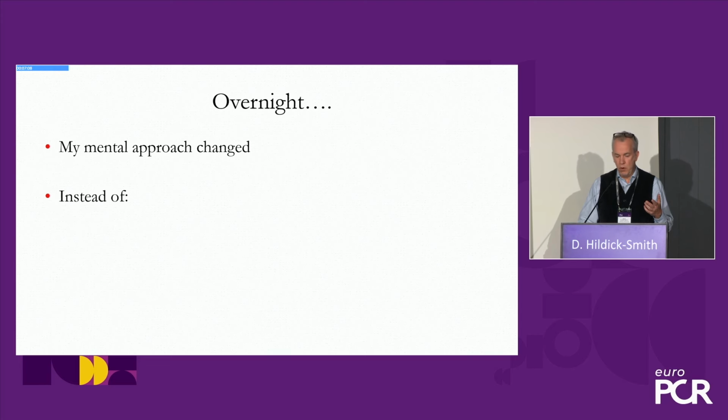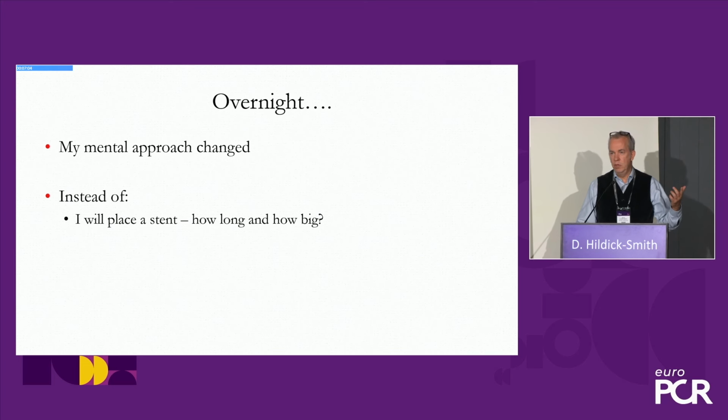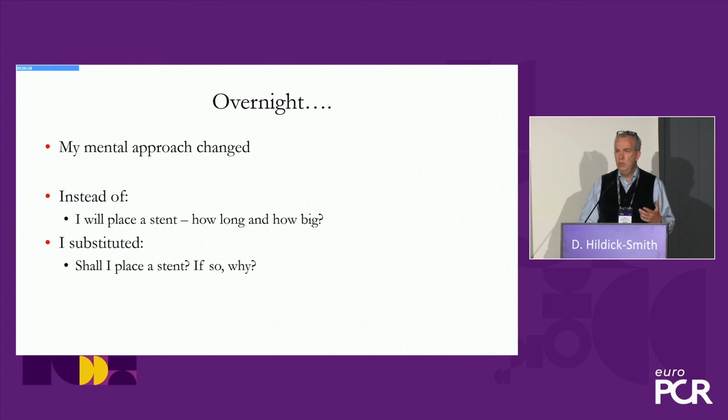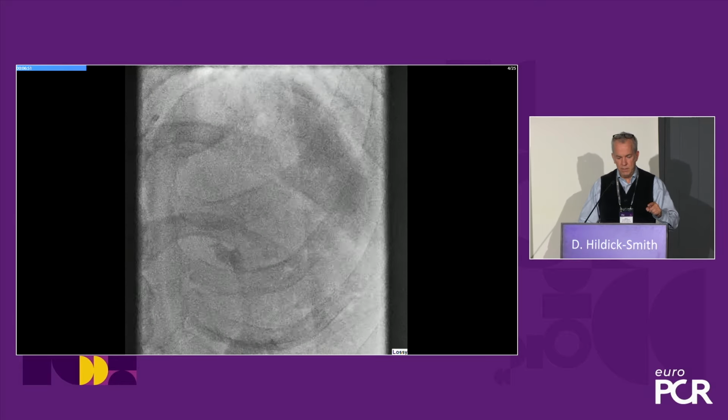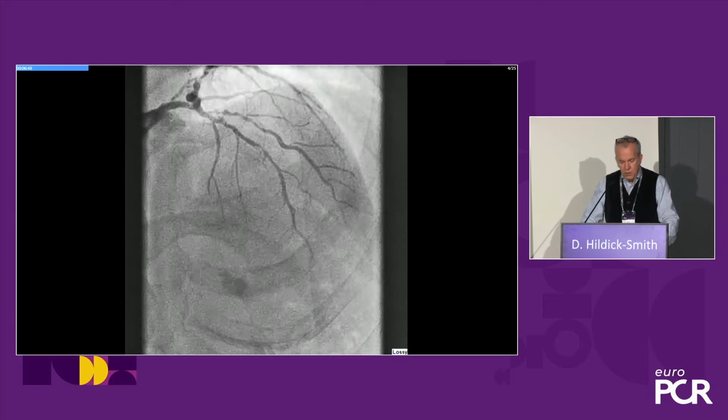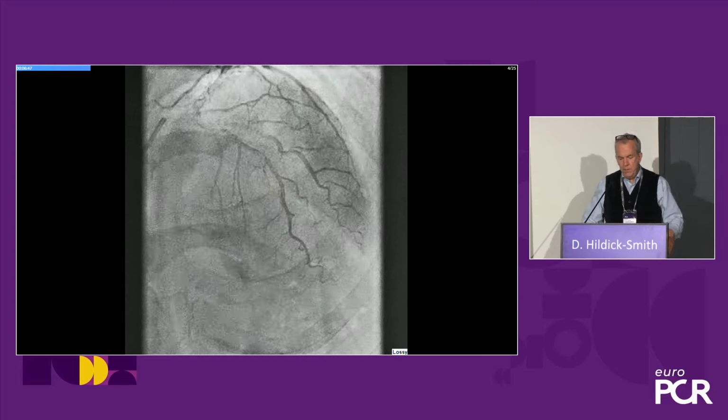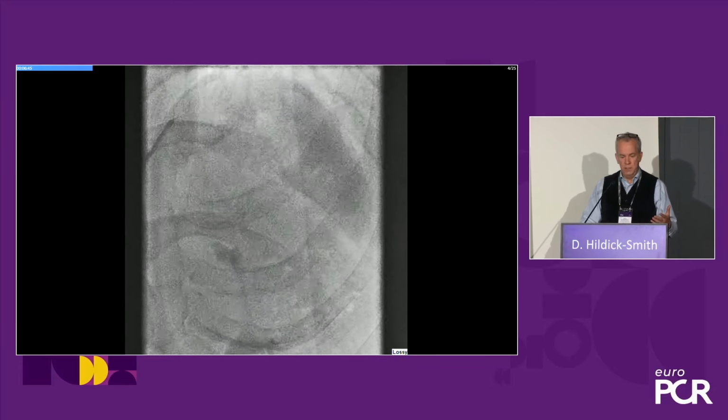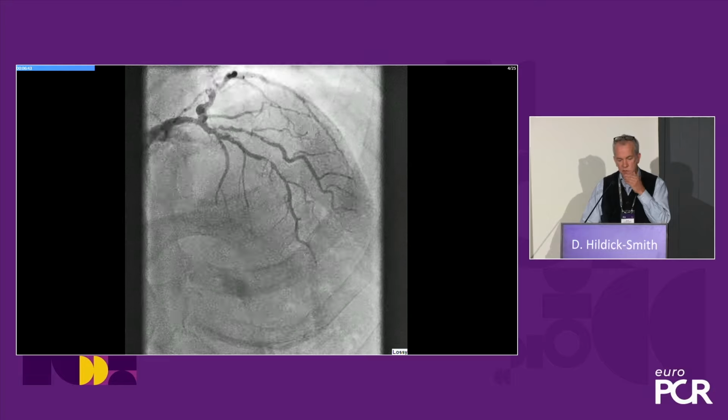It changed from, I'm going to put a stent, how long should it be, how big should it be, what pressure should I put it in? And it changed to, should I place a stent? Do I need to place a stent? And if I do, why? There has to be a good reason. So perhaps initially, you might consider starting with lesions such as this one.